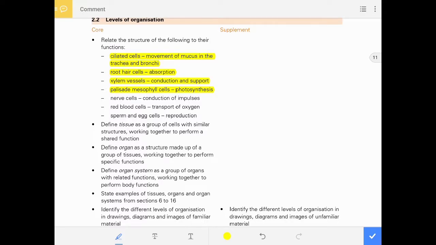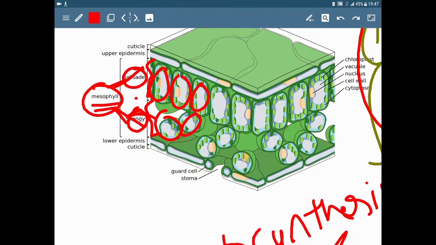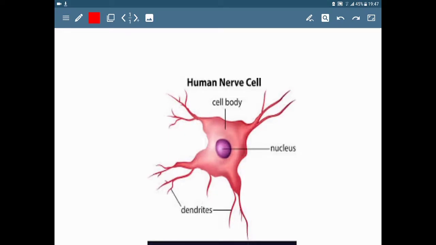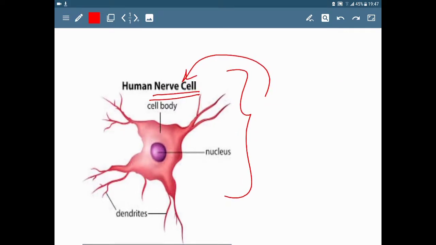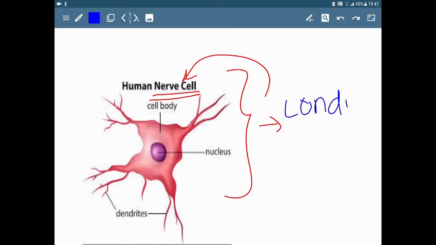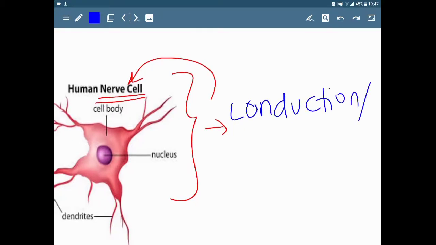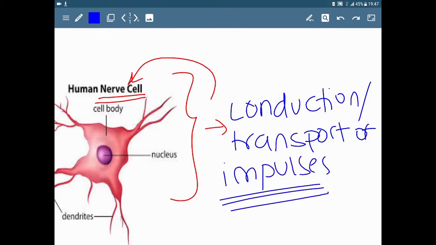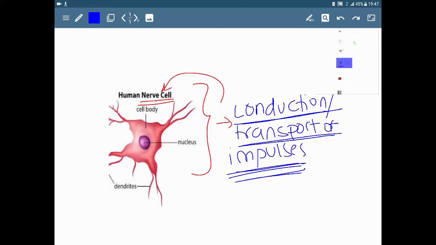Okay, nerve cells are for the conduction of impulses. This is the nerve cell. The function of a nerve cell is conduction or transport of impulses. So you can write either conduction of impulses or transport of impulses.